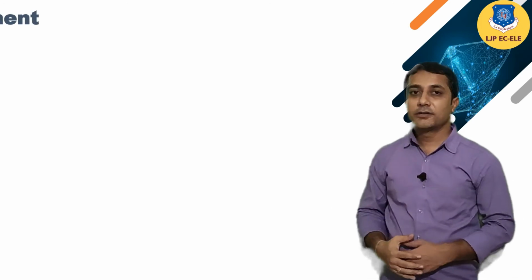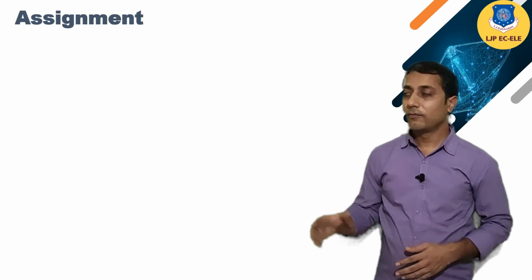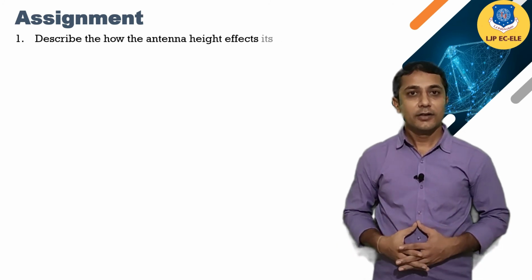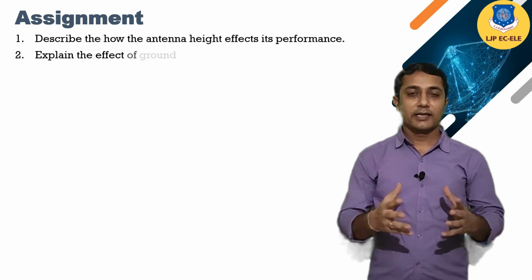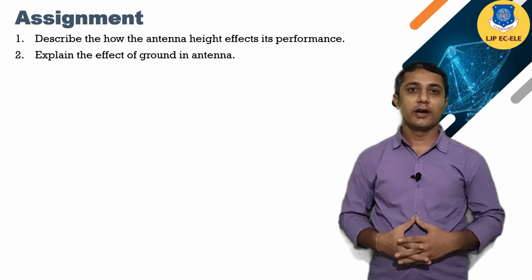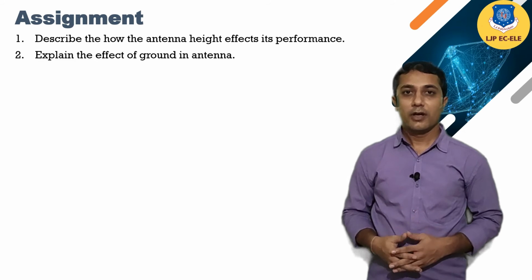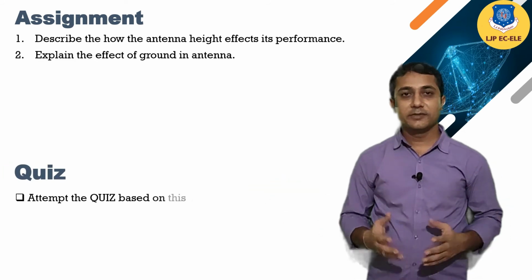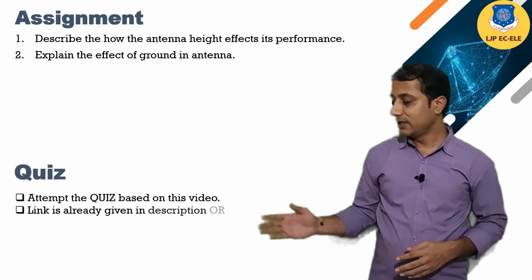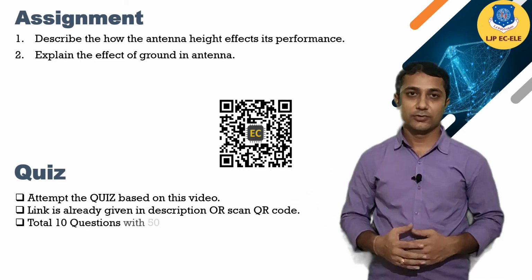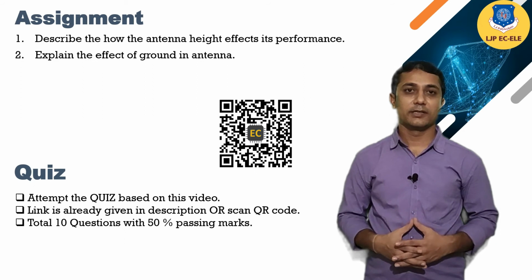At the end of the session, we have an assignment for you. First, explain the antenna height, and second, explain the effect of ground on the antenna. So these are the two questions for you, or you can attempt the quiz based on this video. The link is given in the description box, or you can scan the QR code. Total 10 questions with 50% passing marks.